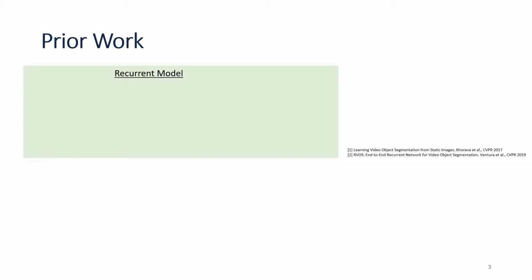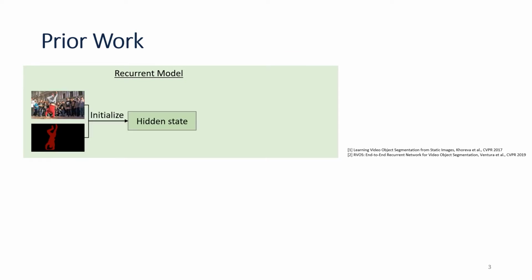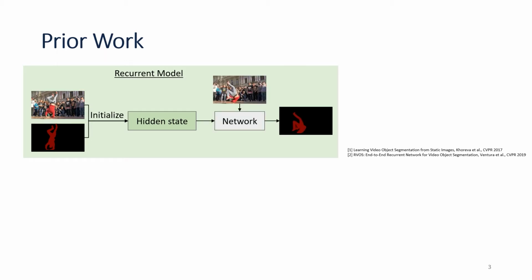One of them is the recurrent model. It uses the first frame input image and mask to first initialize a hidden state. This hidden state is then used by a network to segment any new given frame. The network can also update the hidden state so as to adapt to any appearance changes of the target object.